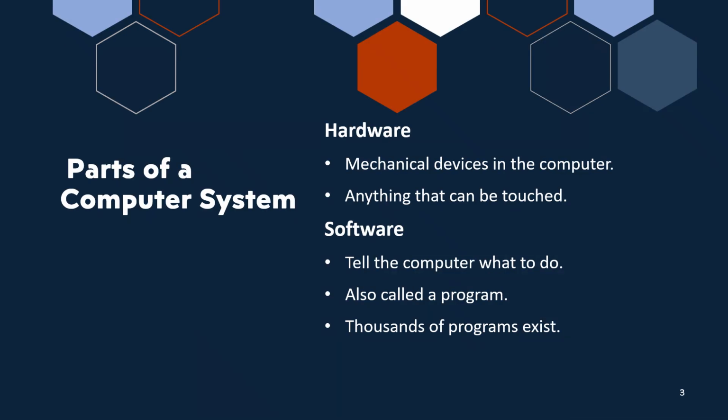As we all know, our computer system has two parts. The first one is hardware. All the parts which are tangible to us are hardware, the mechanical devices in the computer, anything that we can touch. Software is all the parts which we cannot touch, or simply all the programs of the computer. Software tells our computer what to do. We have application software, and the operating system is also a type of software, system software.